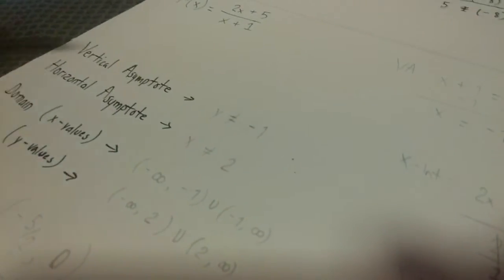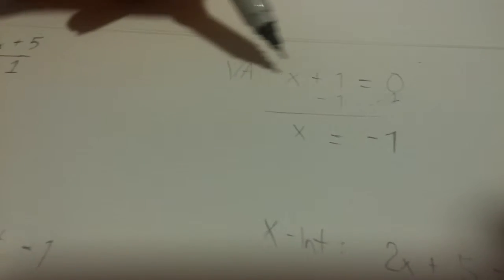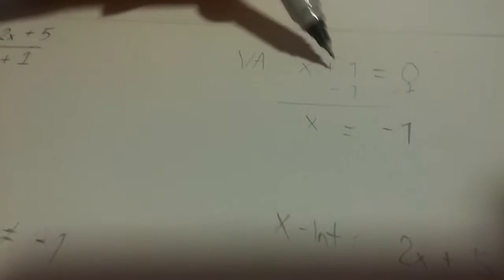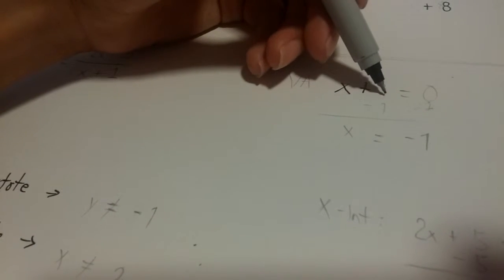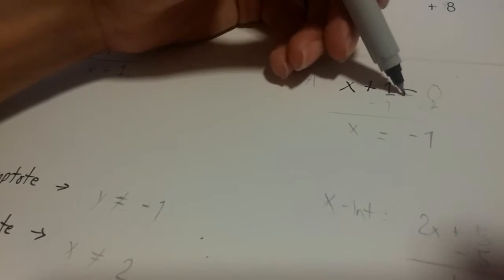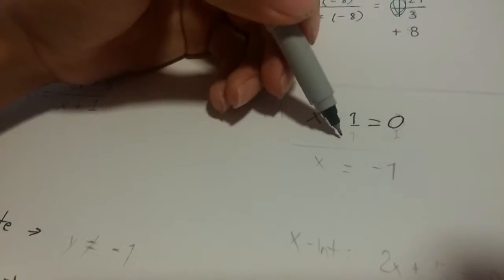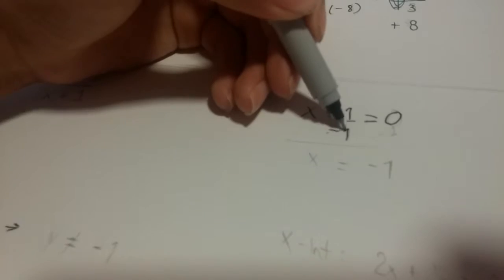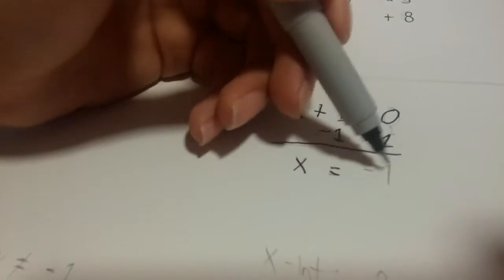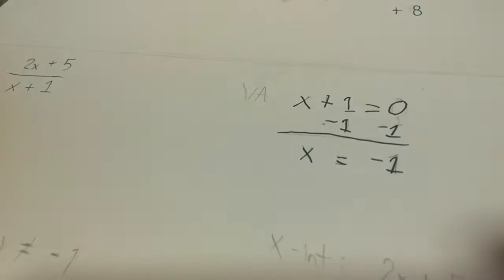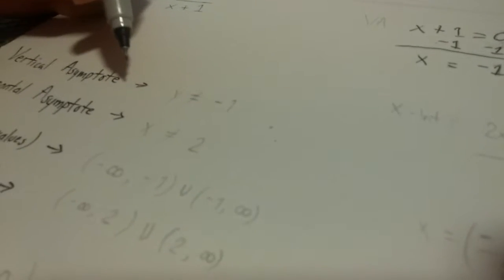First thing that we're going to look for is the vertical asymptote. How to solve it is we take the bottom half of the equation, put in x + 1 = 0. Now we subtract 1 on both sides, which gives us x = -1. And that's how we got our answer for the vertical asymptote.